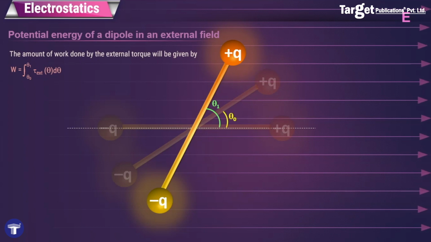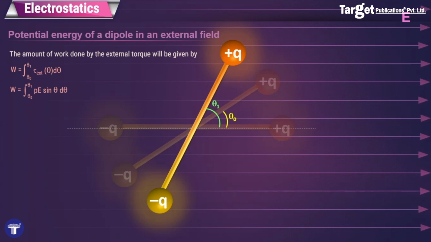This is somewhat like saying it's force into displacement. So tau is doing the work of force, and here instead of displacement you have angular displacement, that is theta. Tau into d theta going from theta naught to theta 1, that is from one position to the other position, and because tau is a cross product of P and E, I can replace tau with PE sin theta.